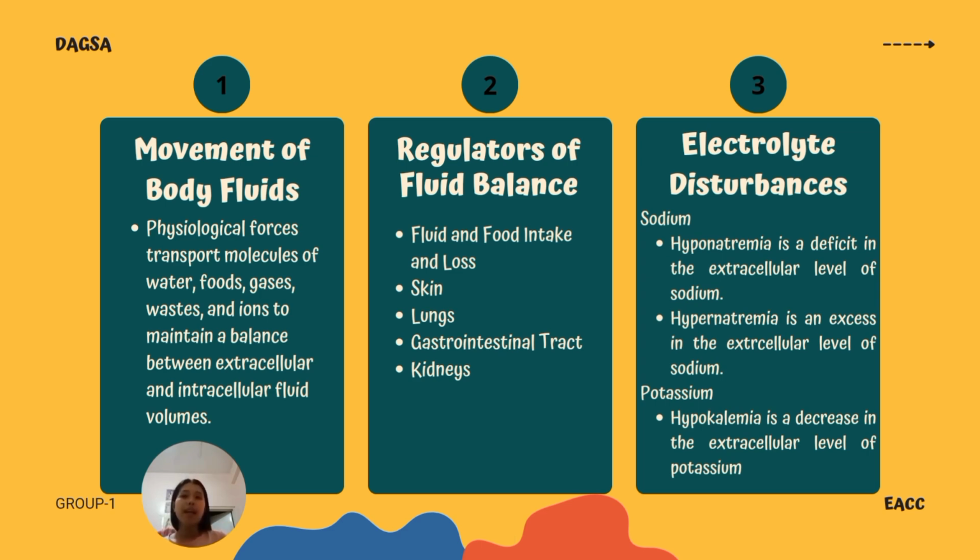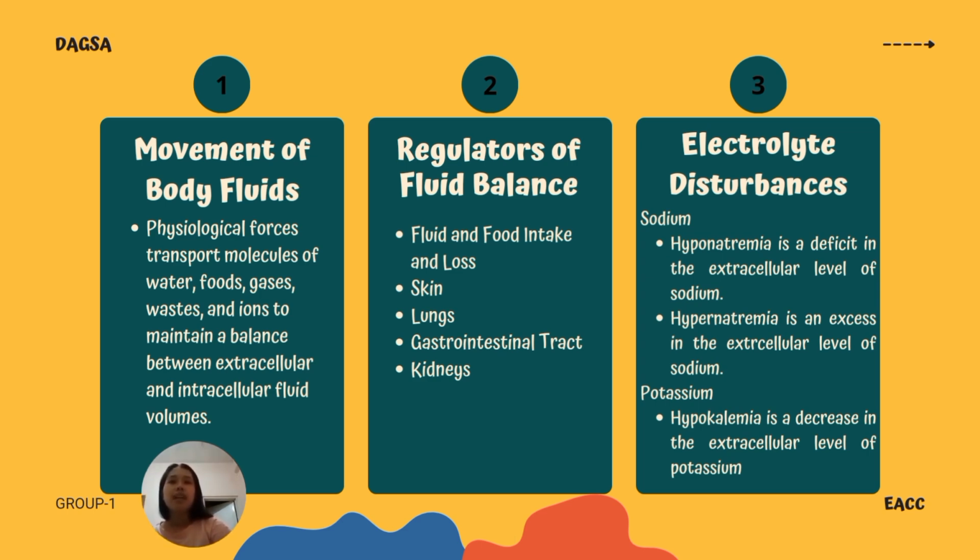Regulators of fluid balance. Body fluids are mainly water and electrolytes, and there are three main organs that regulate fluid balance: we have the brain, adrenal glands, and lastly the kidneys.